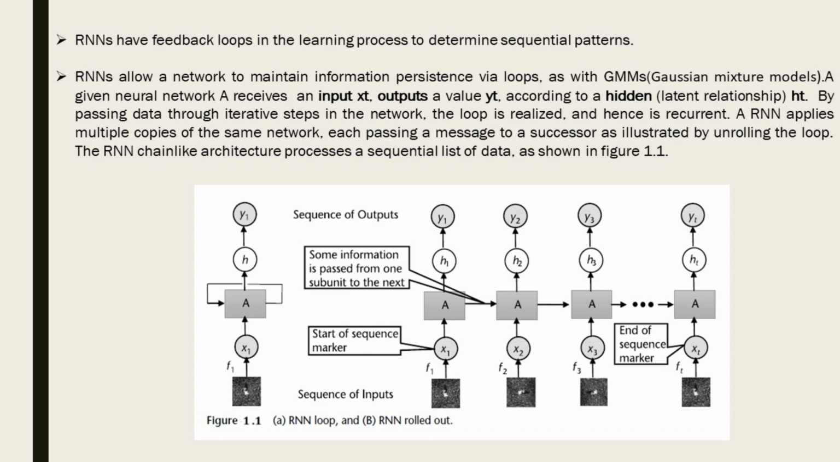RNNs allow a network to maintain information persistence via loops, as with GMMs, Gaussian mixture models, that a given neural network receives an input xt, outputs a value yt, according to a hidden, latent relationship, ht. By passing data through iterative steps in the network, the loop is realized, and hence is recurrent. A RNN applies multiple copies of the same network, each passing a message to a successor as illustrated by unrolling the loop. The RNN chain-like architecture processes a sequential list of data, as shown in Figure 1.1.